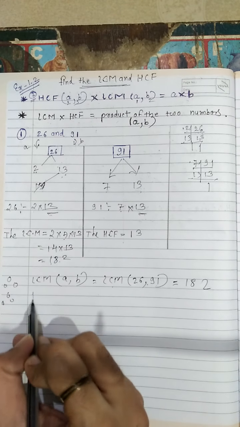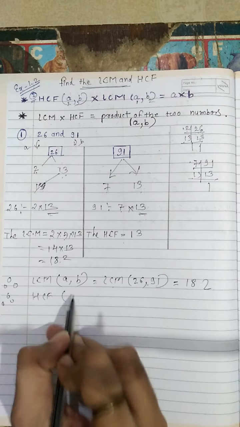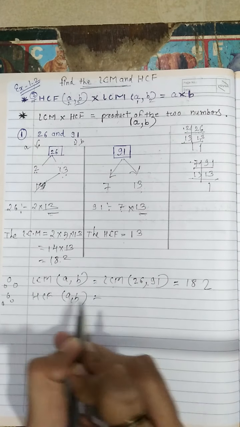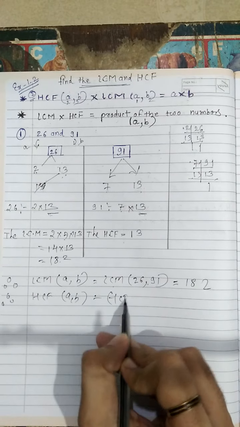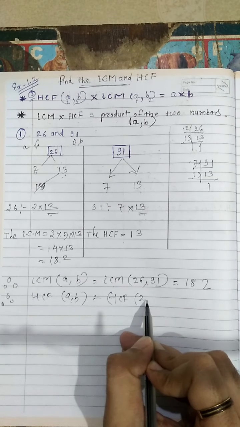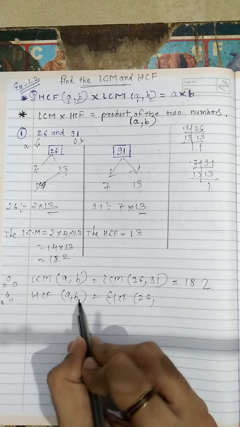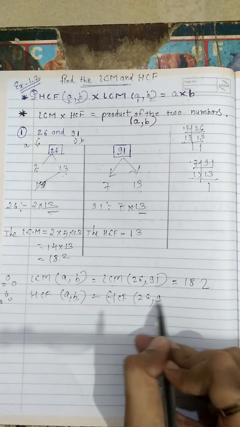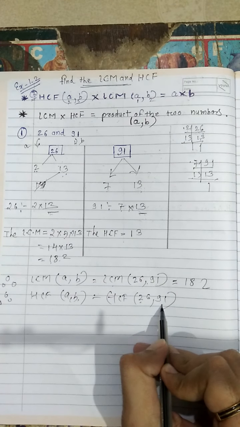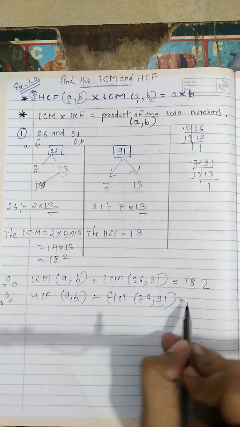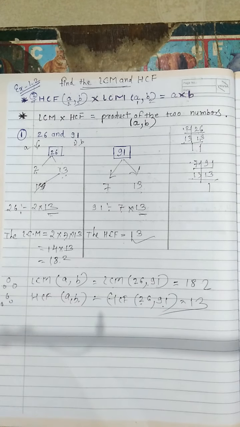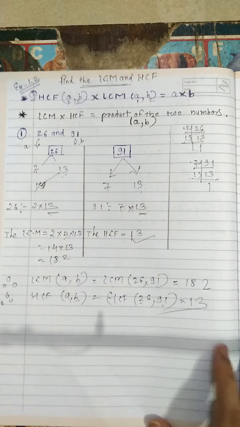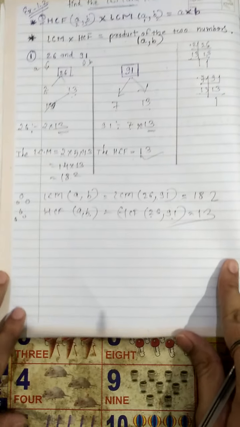Now HCF of A comma B. What is A? 26. B is 91. The common HCF of 26 and 91 is your 13. So I am writing here 13. Understand? Now next example.